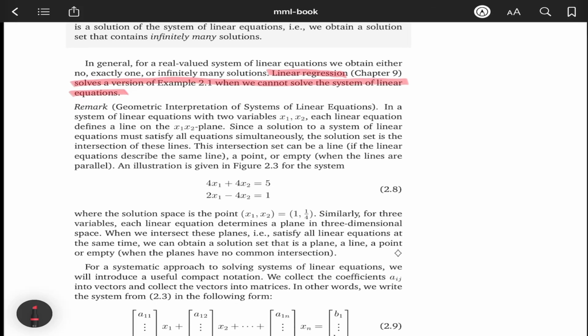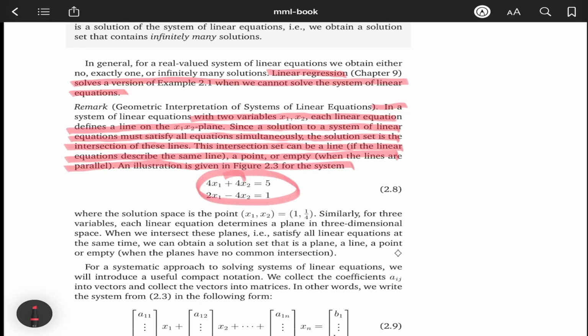Okay, next one is remark, geometric interpretation of systems of linear equations. In a system of linear equations with two variables, each linear equation defines a line on the plane. Since a solution to such a system of linear equations must satisfy all equations simultaneously, the solution set is the intersection of these lines. This intersection can be a line if the linear equations describe the same line, a point, or empty when the lines are parallel. The illustration is given in 2.3 of the system.